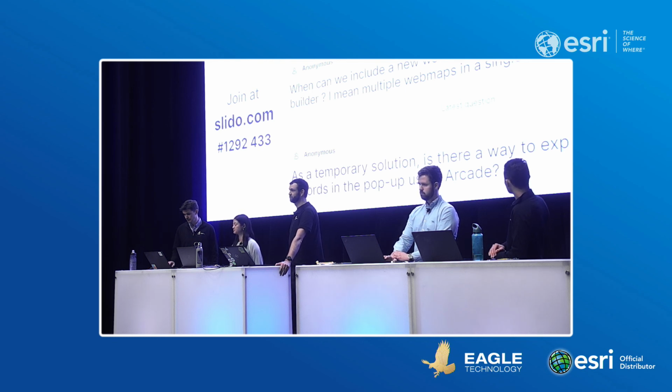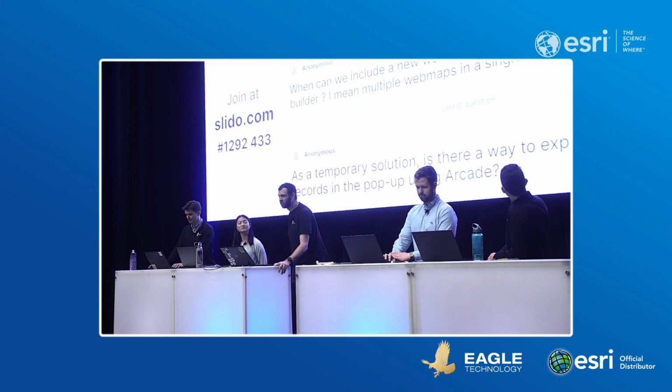Cool, all right. I might as well do the last one here. When can we include a new web map as a new theme in Web App Builder? I mean, multiple web maps in a single app with theme switching. Anyone know the answer to that? We'll email Esri about that. Yeah, take that one offline. But also local maps has that functionality, right? Have I read that question correctly?